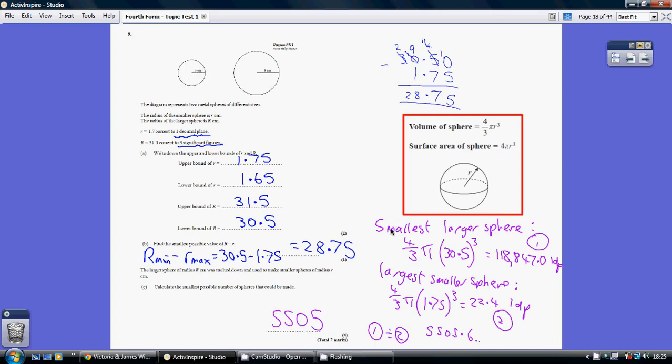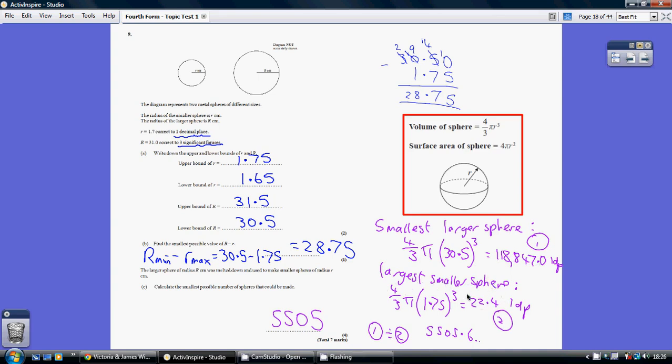So we're going to need to work out the smallest the largest sphere could be and the largest that the smaller sphere could be. So the smallest the largest sphere could be, we're going to be using our 30.5, so the lower bound for the larger sphere. So substituting that into the volume of a sphere formula, here, straight out of the front of the paper, we get this. And then moving on to the largest that the smaller sphere could be, so using the upper bound for the smaller sphere, the 1.75, we get this. So this is the volume of the smallest the largest sphere could be. This is the largest that the smaller sphere could be.